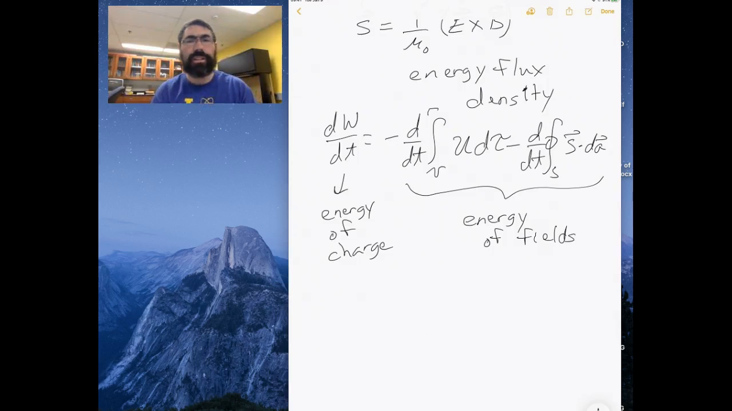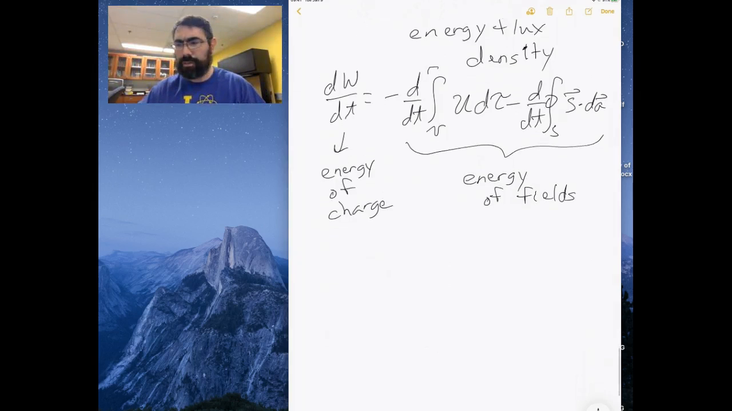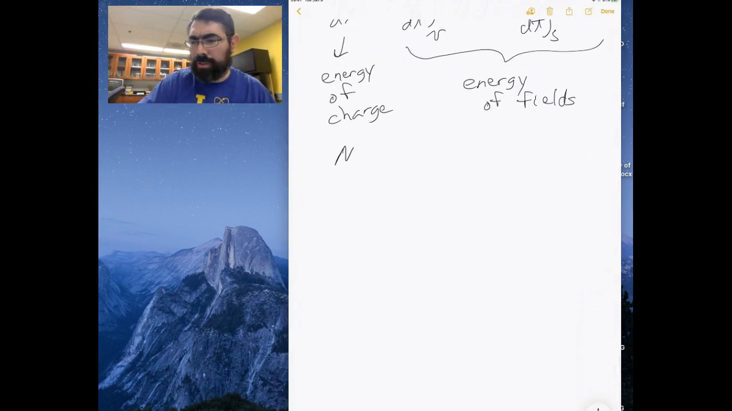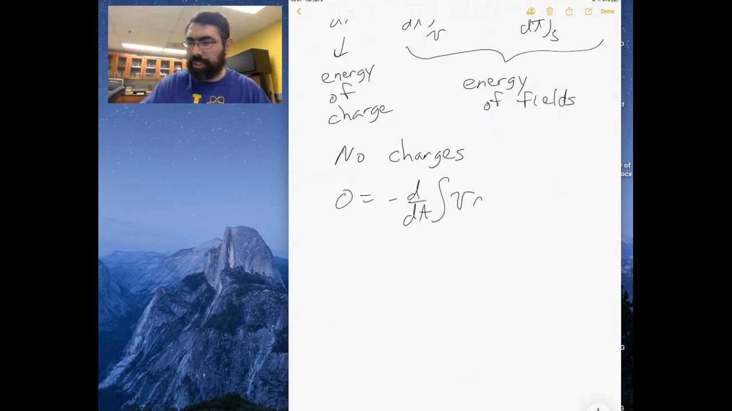So in the next video, we'll continue this discussion a little bit more. Well, after one more thing. So if there are no charges, then the left-hand side is 0, and we'd essentially get minus d/dt of the integral of the energy density, and the integral of the Poynting vector.